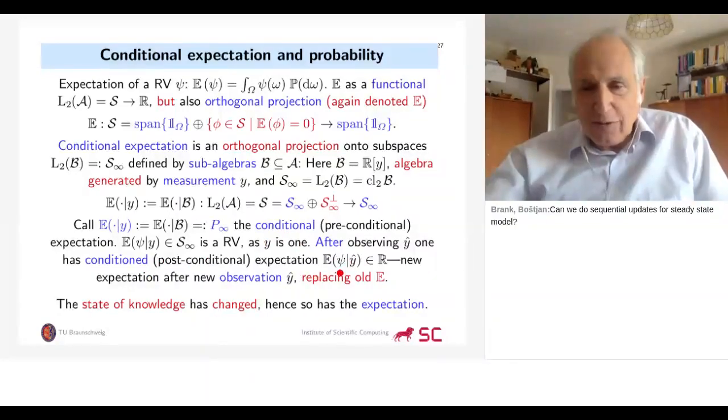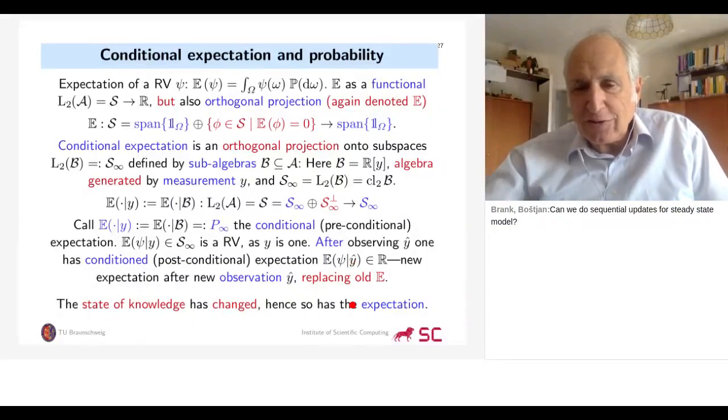Okay, so now we have a new expectation operator which replaces the old one, the one we started with. And this is why, because in physics, this is also called the state. And now this was describing the state of our knowledge before the observation. This describes the state of our knowledge after the observation. Yeah? So the state of our knowledge has changed, and so has the expectation we're going to use now. We know now y hat is true, and then we change all the probabilities and expectations to reflect that.